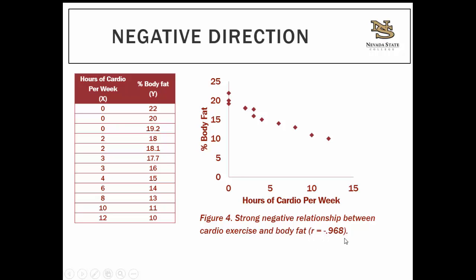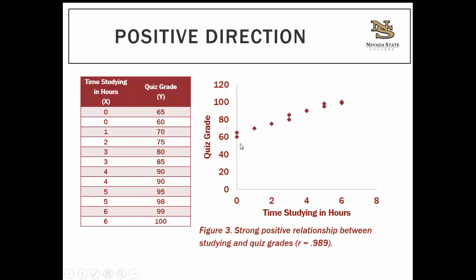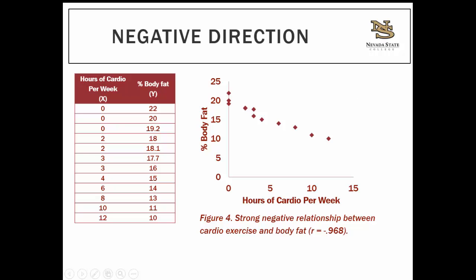I'll show you how to calculate Pearson's correlation later, but for now, just know if it has a negative sign, you have a negative relationship. They're changing in opposite directions. If it has a positive sign, you have a positive relationship. X and Y are tending to change in the same direction.